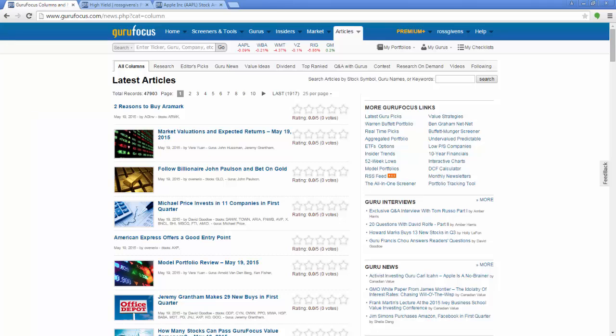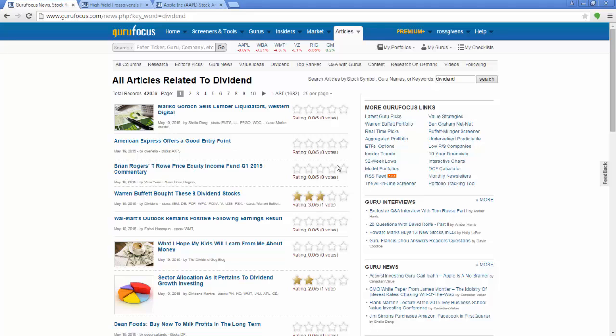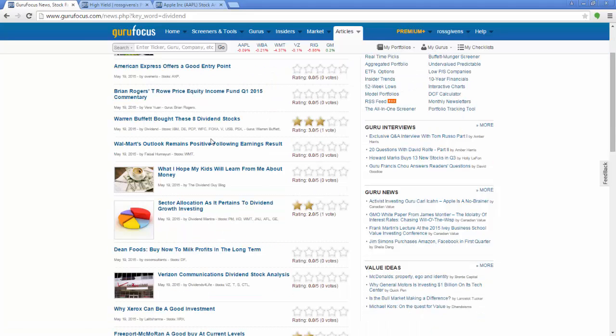But you can do a search in the top right under keywords, whatever that may be. If you're looking for tech stocks or semiconductors or REITs, whatever. I'll just search dividend. And we get some articles that come up. Some of them may just mention the word dividend in it. Some of them are going to be ones that may spark your interest.